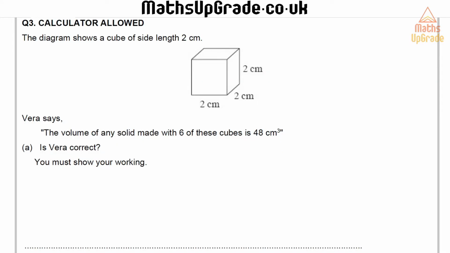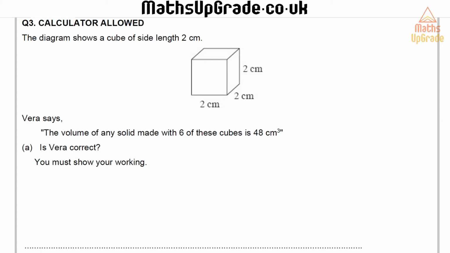Okay, so the rest of the questions in this clip are all calculator questions. So question 3. The diagram shows a cube of side length 2. Vera says the volume of any solid made with 6 of these cubes is 48 centimeters cubed. And we have to explain whether Vera is correct or not, showing all working.